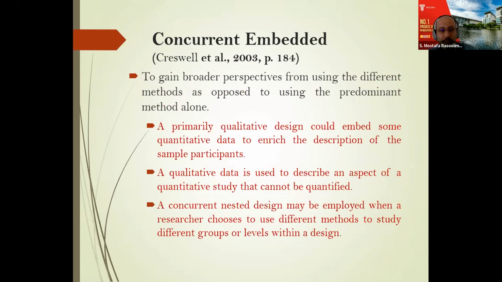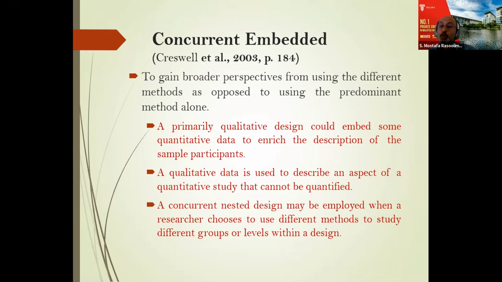Okay, here we have some examples. Okay, I explained the first one. Qualitative data is used to describe an aspect of the quantitative that cannot be quantified. The concurrent design may be employed when a researcher chooses to use different methods to study different groups or levels within a design. So as explained, for example, we can collect data from customers, but we can also get ideas from other levels. Or another example can be a school and teachers.